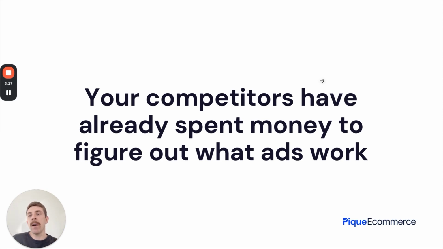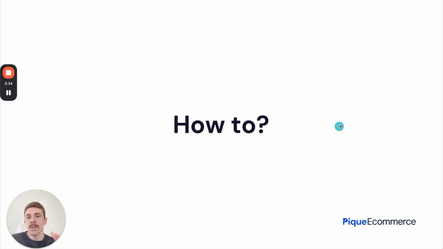And by spying on competitor ads, you are going to basically cut to the chase, cut out the faff, and figure out what ads have they been running for the longest amount of time, which ads work, and then which ads can I model and imitate and implement into my own ad account to start getting results faster. So how do we do this? Well, I'm glad you asked.